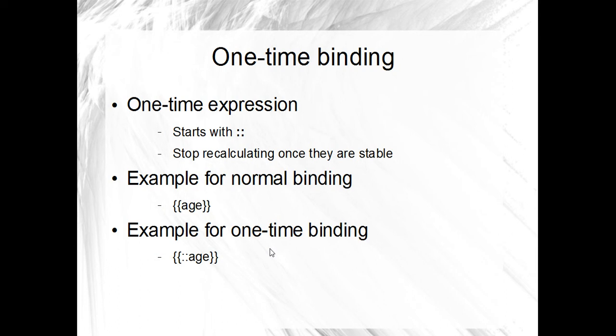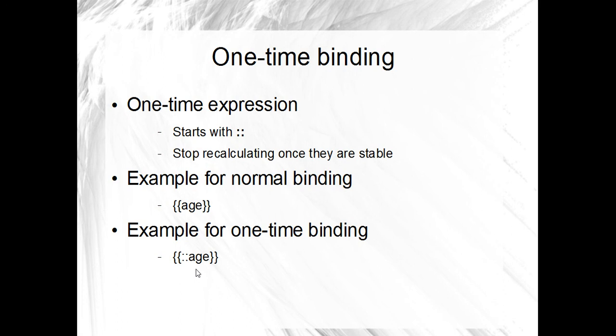So if you look at the example for normal binding, you could consider age a temporary variable here, and within the braces, it is a normal binding example. And whenever the digest loop runs, this age gets evaluated always, and that's how it would finally be displayed within the view. But if you specify it with two colons before, then whenever the age gets some finite value, it would just be finalized, and as long as it is not undefined, the digest loop wouldn't try to recalculate this. And this is the main benefit of the one-time binding.